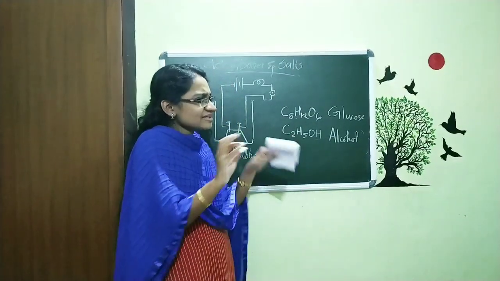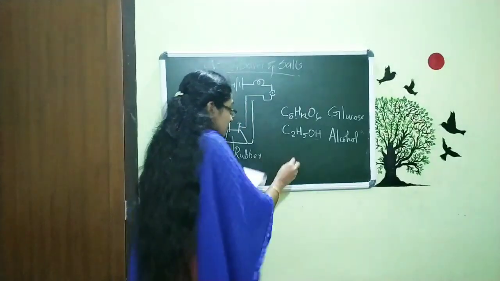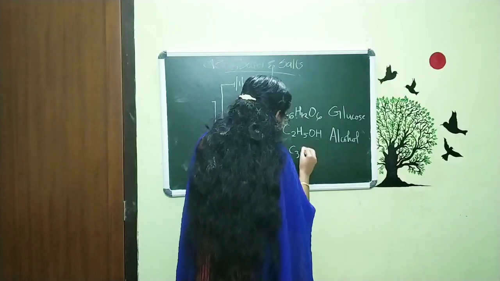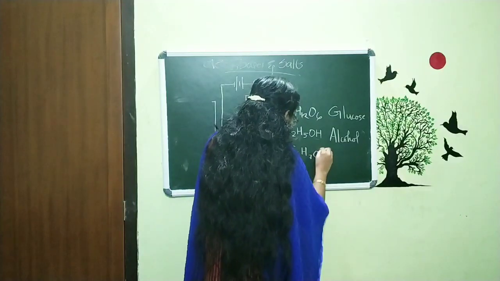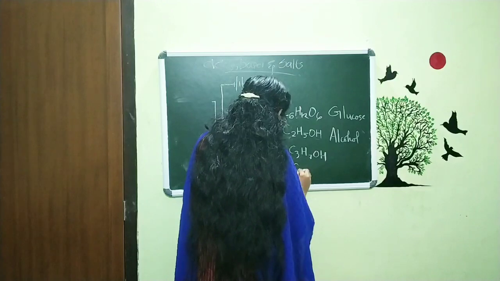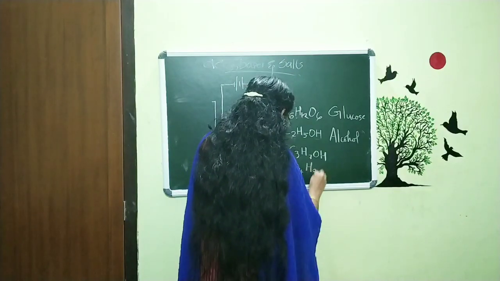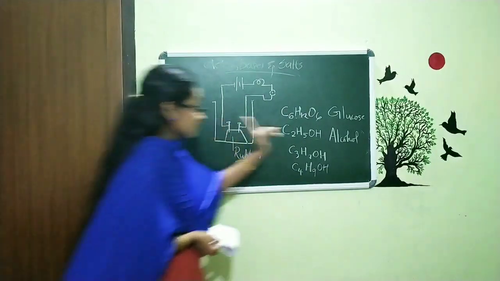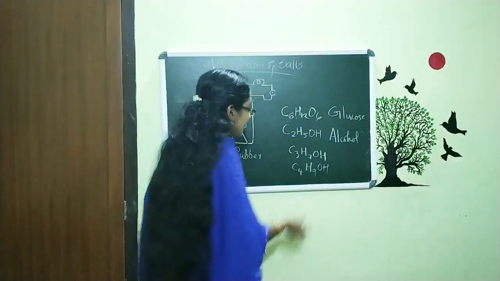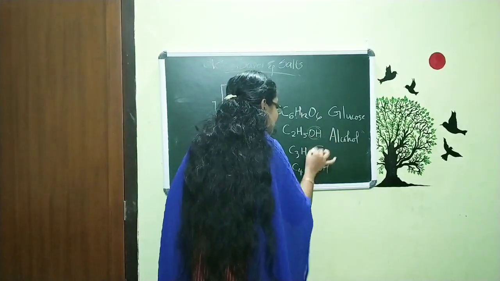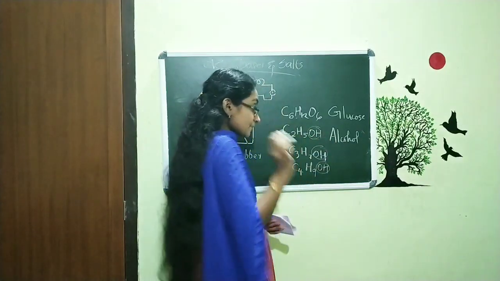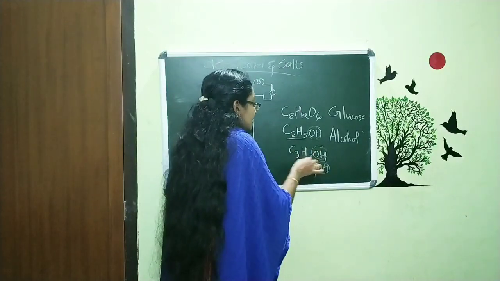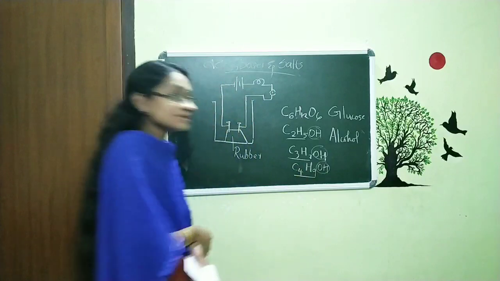This alcohol is actually a general name, and I am also showing some other examples for this alcohol: C3H7OH, C4H9OH. These are also some examples of alcohol. What is the difference here? This OH component is always there, but the difference is that the length of the carbon and hydrogen chain changes.